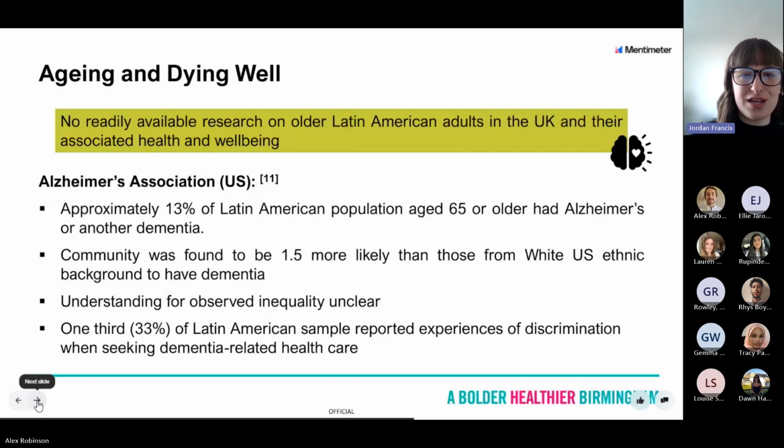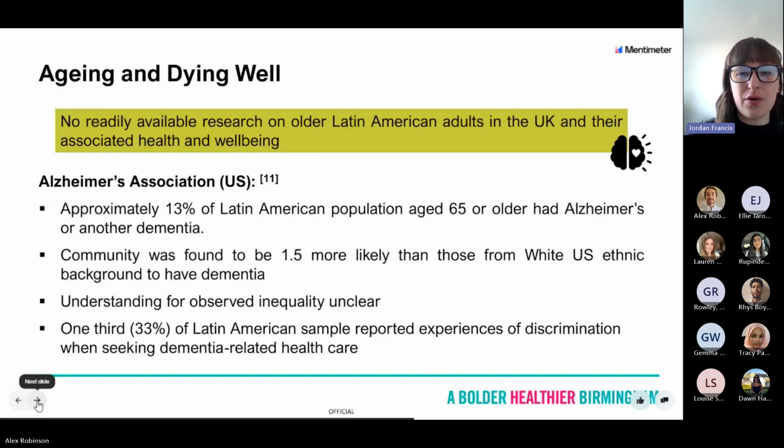The understanding for this observed inequality is unclear, but there are some overlaps between migrant populations in the UK and experience of things like dementia, based on some of those social impacts, so increased experiences of loneliness and isolation, not being involved in social circles, not being able to stimulate that brain activity on a regular basis, may be something that contributes to this. However, there isn't any data to say specifically why that association was found within the Latin American population.